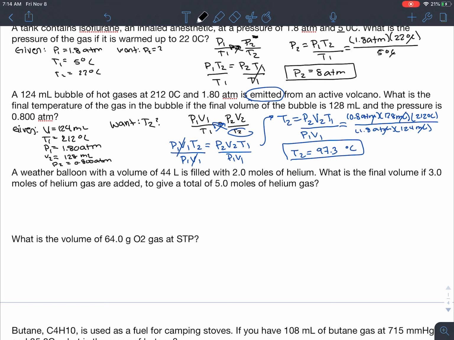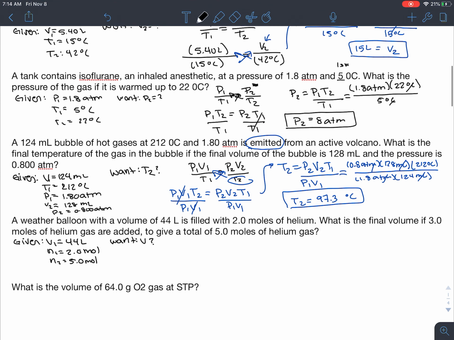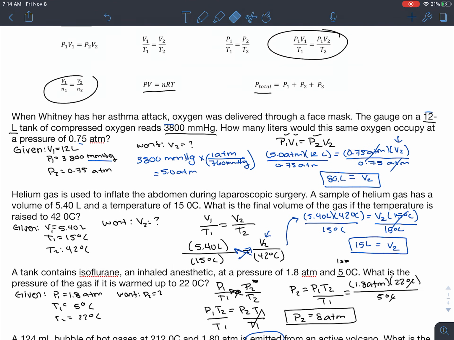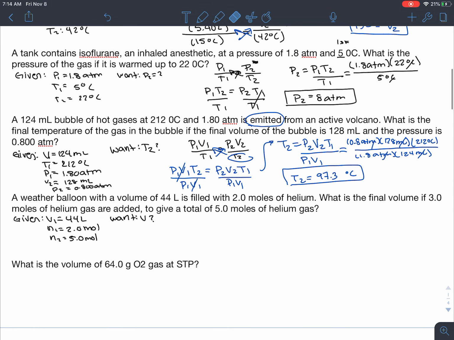A weather balloon with a volume of 44 liters is filled with 2 moles of helium. What is the final volume if 3 moles of helium gas are added to give a total of 5 moles? So we have volume, 44 liters, initial moles of 2, and then final moles of 5, not 3, because 3 was added. And we want, what do we want again? Final volume. So this brings us to Avogadro's law right here. That's what we want now. So we have V1, N1, V2, N2. You want V2.